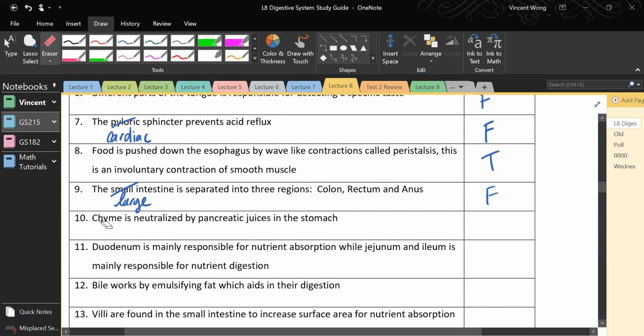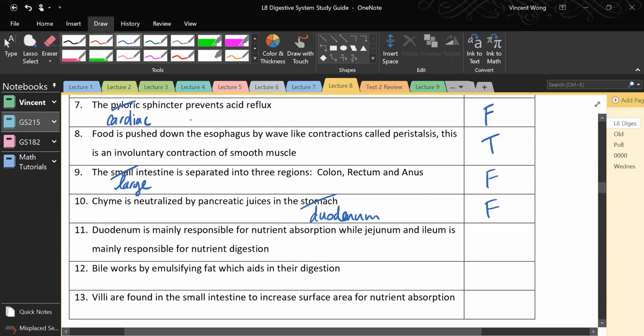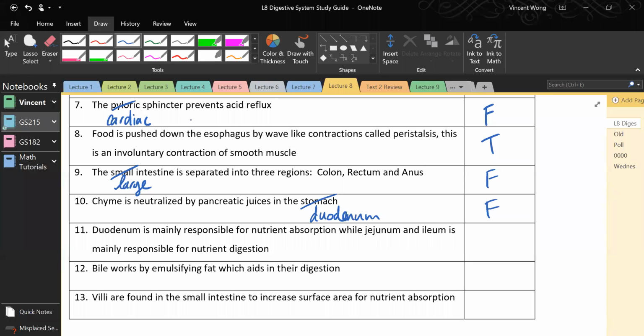Chyme, which is the partially digested end product that you get after the food has been sitting in the stomach for a couple hours, is neutralized by pancreatic juice in the duodenum. Unlike the stomach, the duodenum does not have the mucus protection. And so, with all this acidic chyme coming down, it's going to damage the lining if you do not neutralize it. And that's what the pancreatic juice is for.